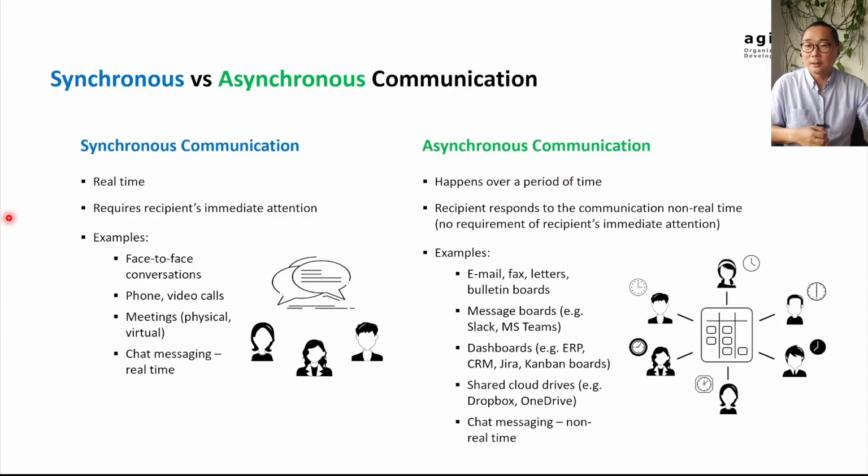Asynchronous communication is done in non-real time. It happens over a period of time. In asynchronous communication, the recipient of the communication can respond to the communication in non-real time. This is a very important distinction because as soon as the communicator requires the recipient to respond immediately, then it becomes synchronous communication.